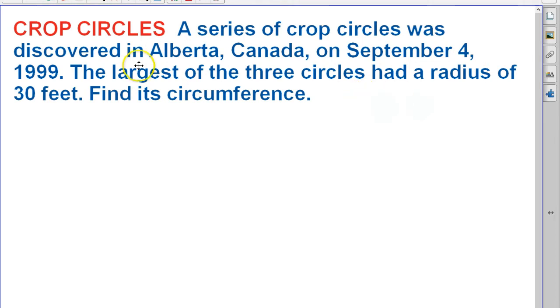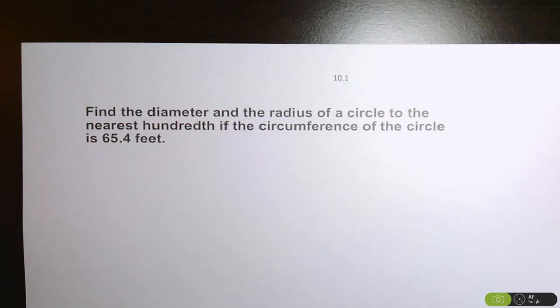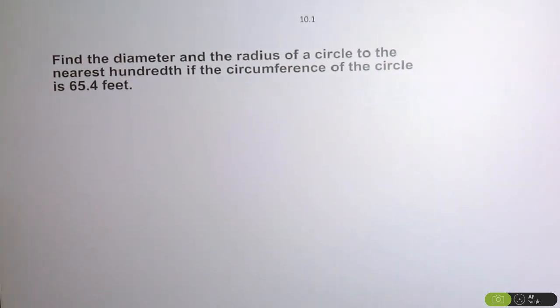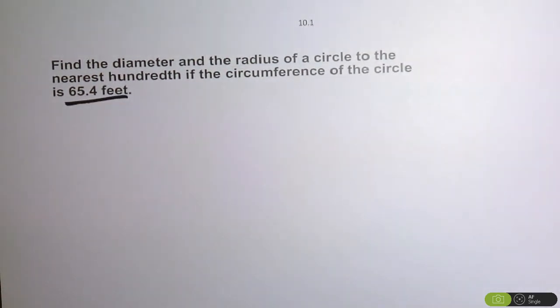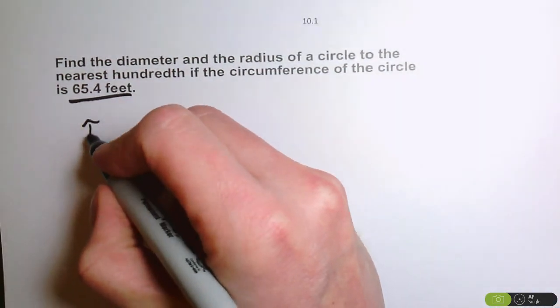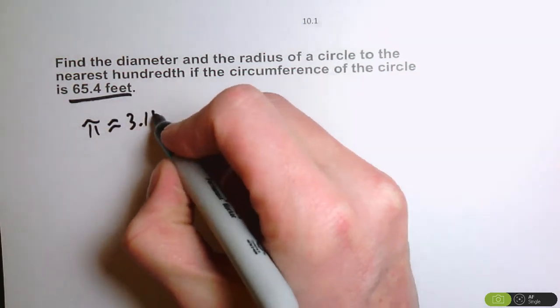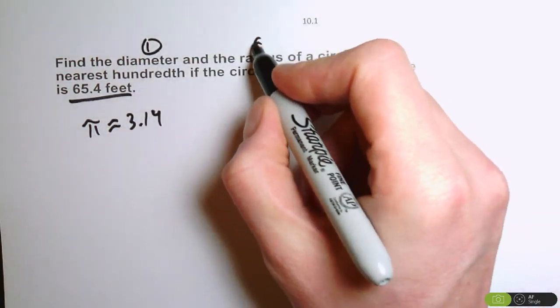Okay, next problem then. Again, still working with circumference. This time we want to find the diameter and the radius of a circle to the nearest hundredth if the circumference of the circle is 65.4. Okay, so in this case, they've given it to us as 65.4 feet. That means they've used the pi button on the calculator, or if you don't have a calculator with pi, 3.14. But either way, we have to find the diameter and the radius.